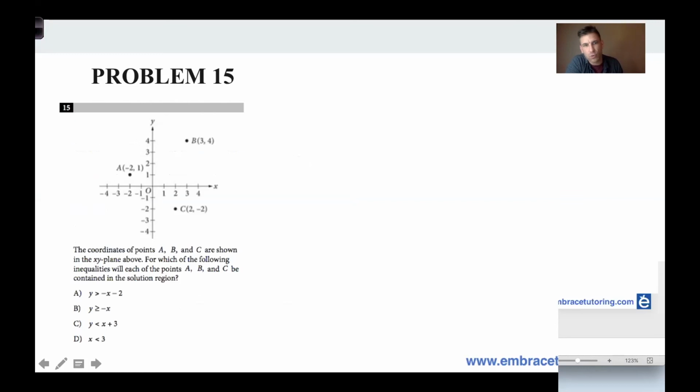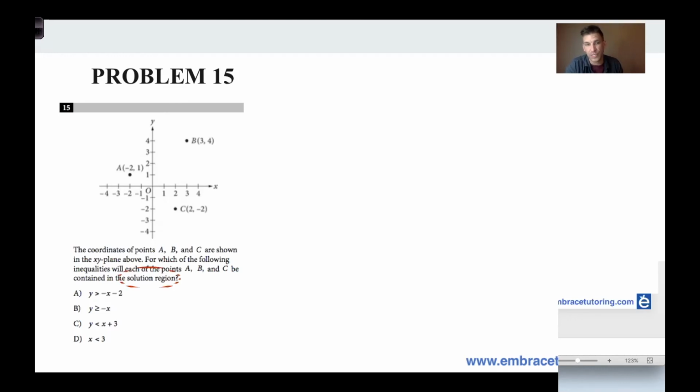All right, here we have the coordinates of points A, B, and C shown in the xy plane above. For which of the following inequalities will each of the points A, B, and C be contained in the solution region? Well, there are two different ways to do this problem, because you could go old school, right?